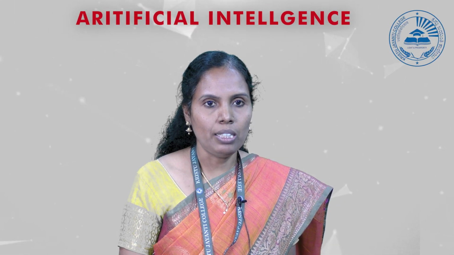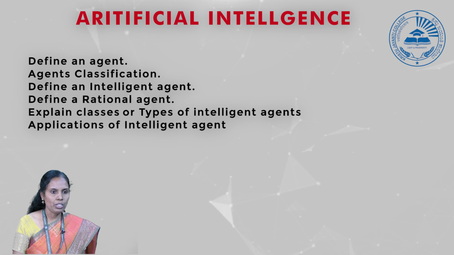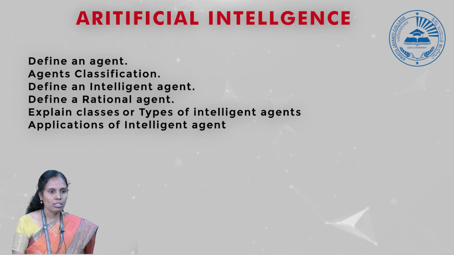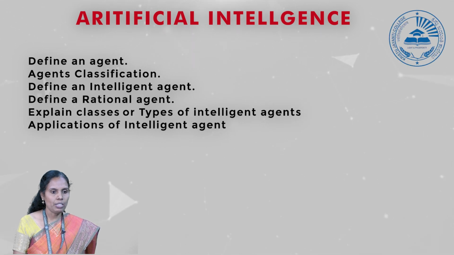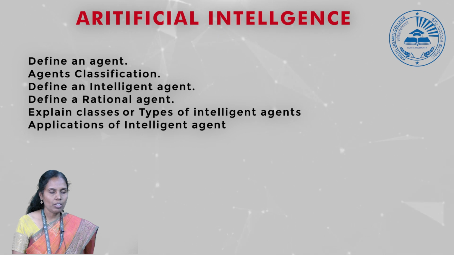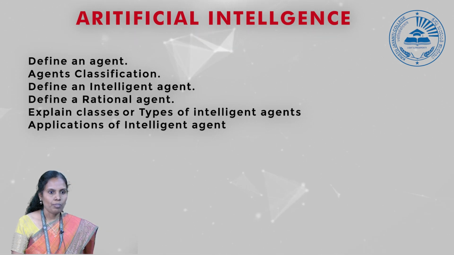I am going to explain about the agents in artificial intelligence. So here these are the topics I am going to explain. First one is define an agent, agent classification, define an intelligent agent, define rational agents, and explain what are the types of intelligent agents, and the last one is applications of intelligent agents. These are the topics which we are going to cover in today's session.